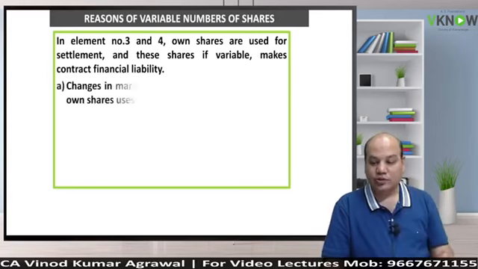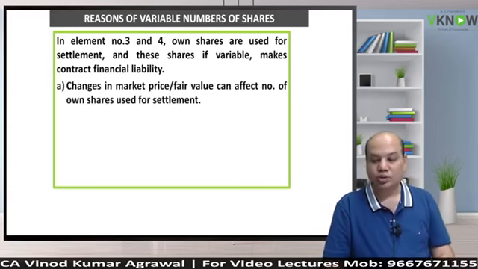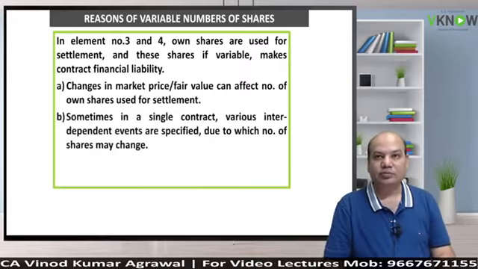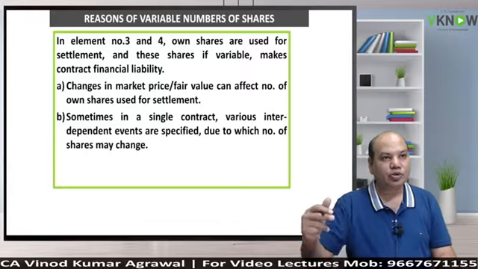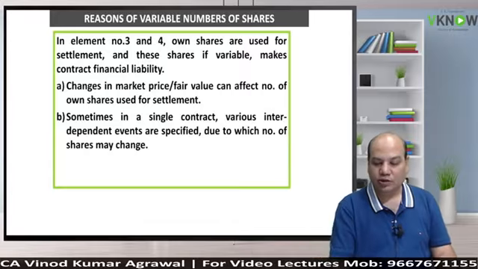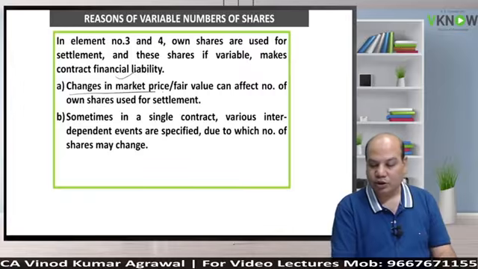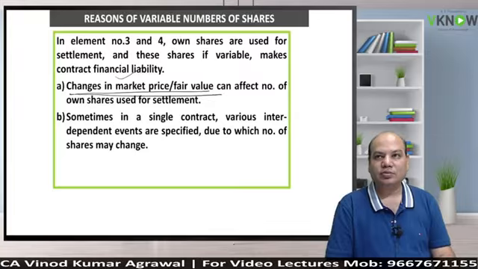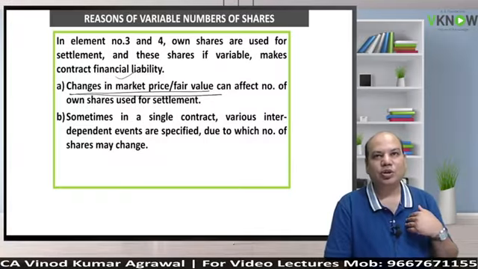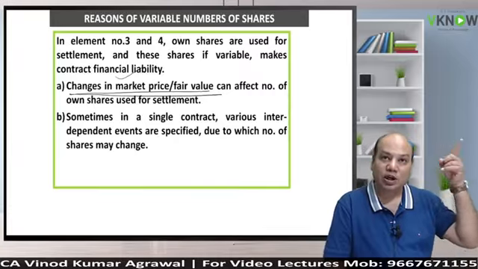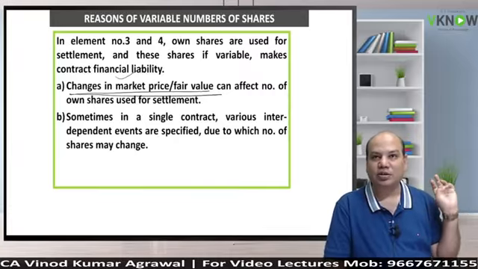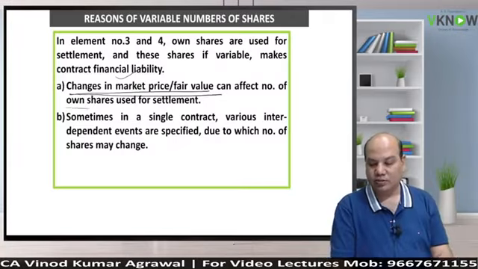So own shares are used for settlement. When own shares are used for settlement, and if the number of shares to be issued can vary, we will call it a financial liability. The reason for number of share to vary is sometimes it is linked to market value of the share. I will pay 10 lakh rupees to you in my own share, but it will be issued at market price on the date of settlement. So number of share can vary.